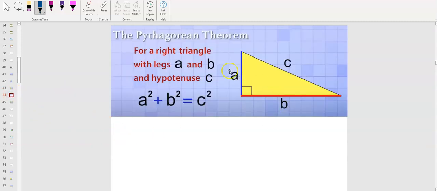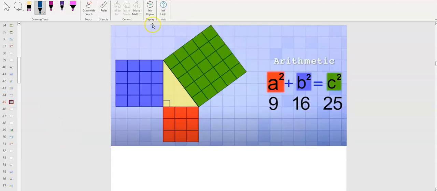All right, so now we can see here we've got legs A and B and our hypotenuse C. When I read this again, it says the Pythagorean theorem for a right triangle with legs A and B and hypotenuse C: A squared plus B squared equals C squared. But again, what does this mean? This is just a bunch of letters. So if we take a look at this picture here, you can see that A is down below, and which one is B doesn't really matter, but we're basing it off of this equation right here.